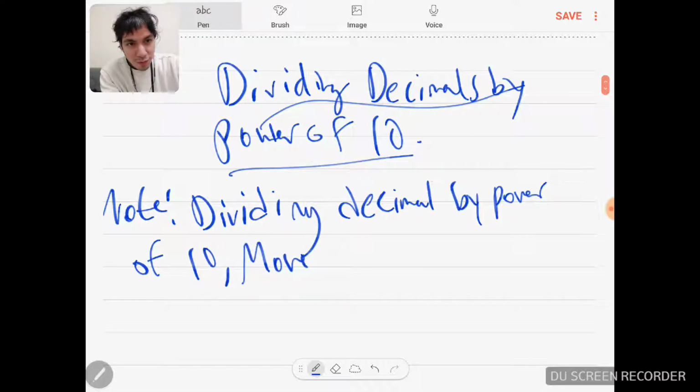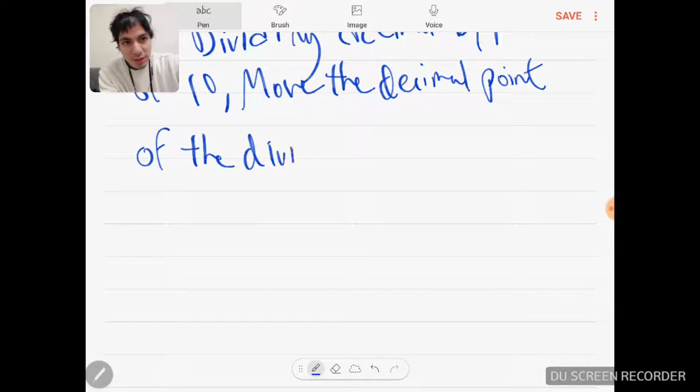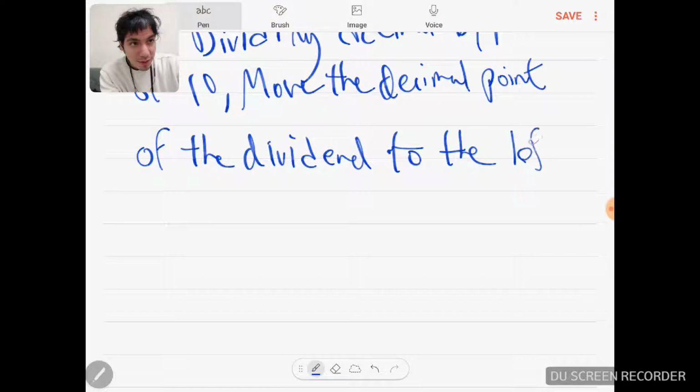you need to move the decimal point of the dividend to the left. To the left.